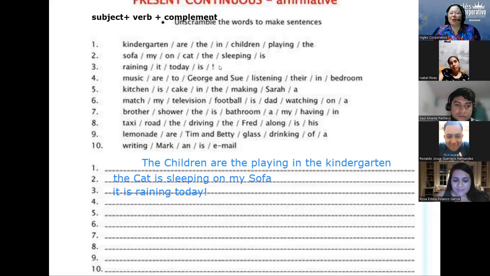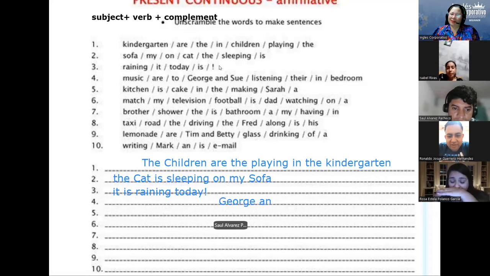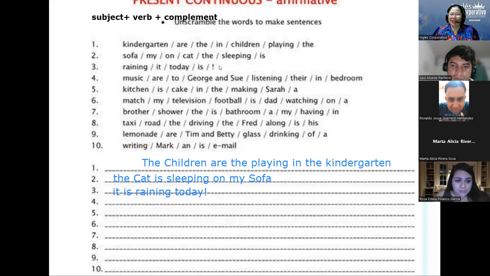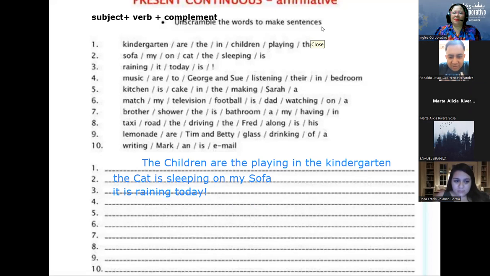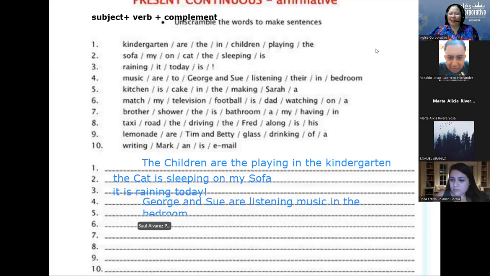Number four, guys. Subject, verb, complement. George in suite are listening music there in bedroom. Carlos also sent it in the chat. Look, Carlos sent it there too. Let's see, what did Ronaldo say? Carlos, I think, is missing one. I said: George in suite listening. No, I'm sorry. Verb. George in suite are listening music there in bedroom.